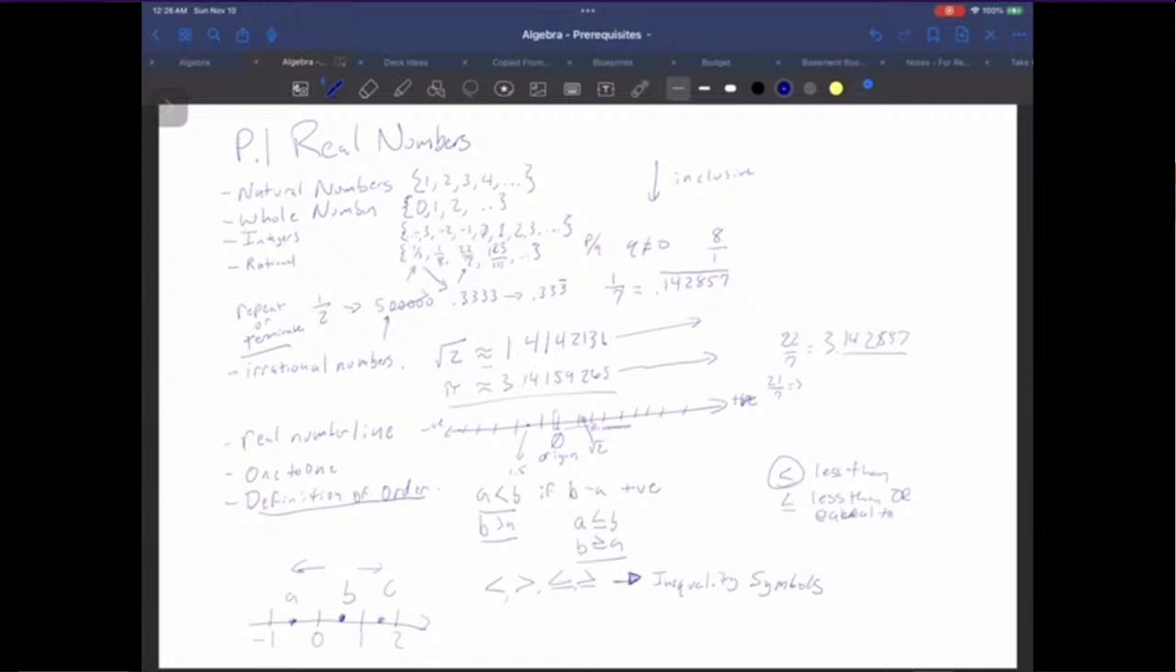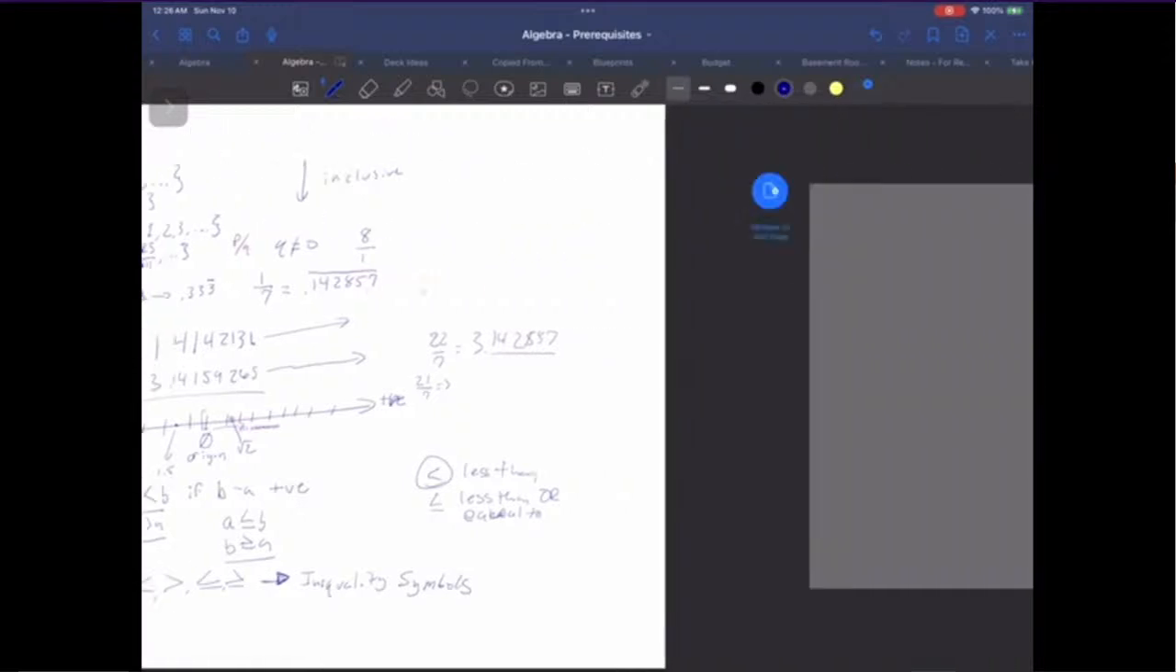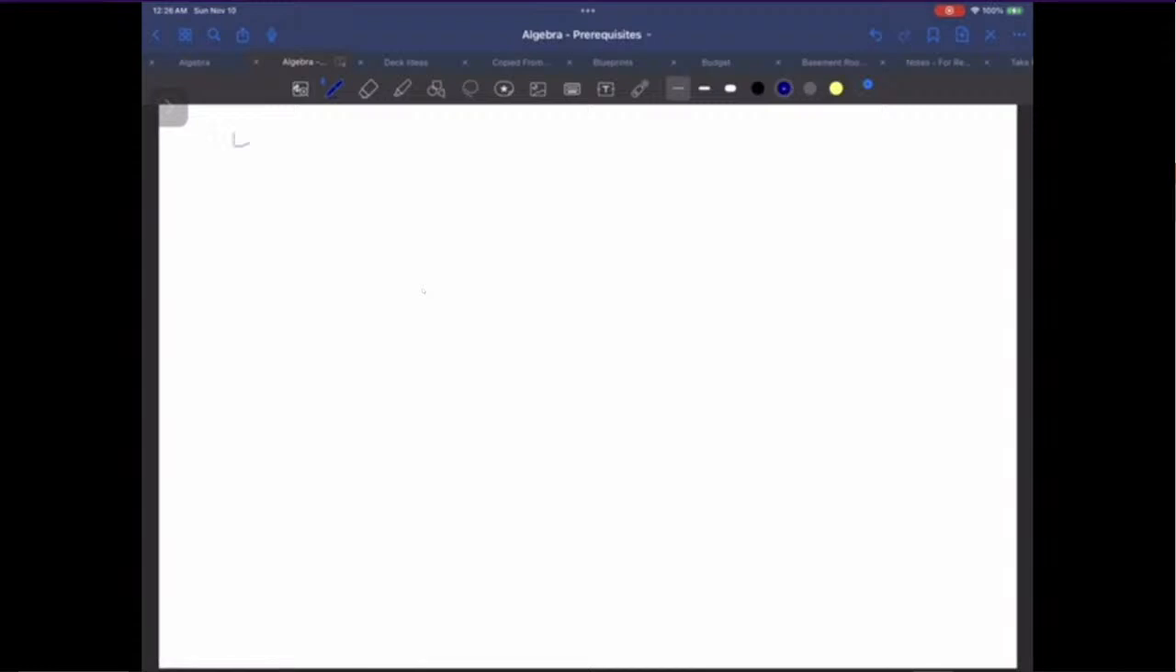So let's take a look at an example. Example 1, interpreting inequalities. It says A, the inequality x is less than or equal to 2 denotes all real numbers less than or equal to 2 as shown in this figure.